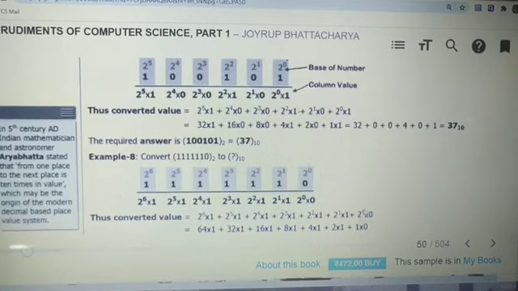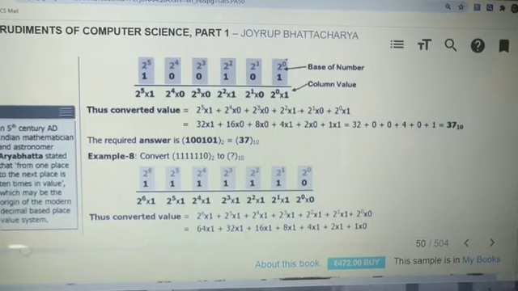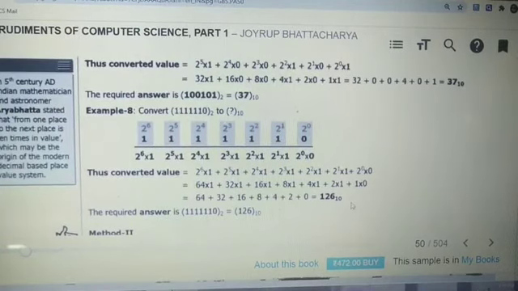Again, 2 to the power 0 is 1, and 1 times 0 is 0. 2 to the power 1 is 2, and 2 times 1 is 2. 2 squared is 4, and 4 times 1 is 4. 2 to the power 3 is 8, and 8 times 1 is 8. 2 to the power 4 is 16, and 16 times 1 is 16. 2 to the power 5 is 32, and 32 times 1 is 32. 2 to the power 6 is 64. We add all those numbers, since 1 times 0 is 0, and the total is 126. So in this way we can do binary to decimal conversion.